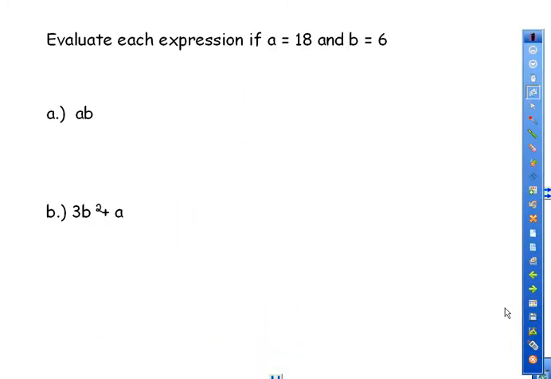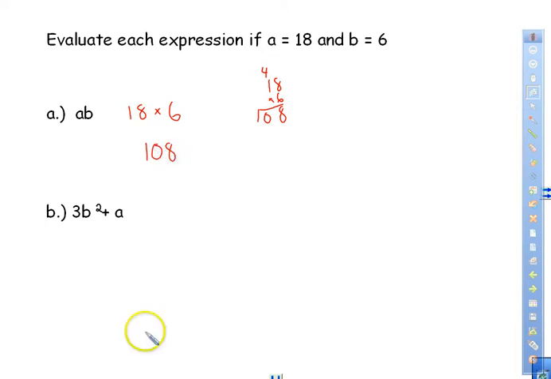Next problem, it says evaluate each expression if A equals 18 and B equals 6. Plug them in, use your order of operations, and solve. All right, so A is 18, B is 6. AB stands for multiplication. So we take our 18 times our 6, we get 48. 6 times 1 is 6, plus the 4 more is 10. So we get 108. Done.